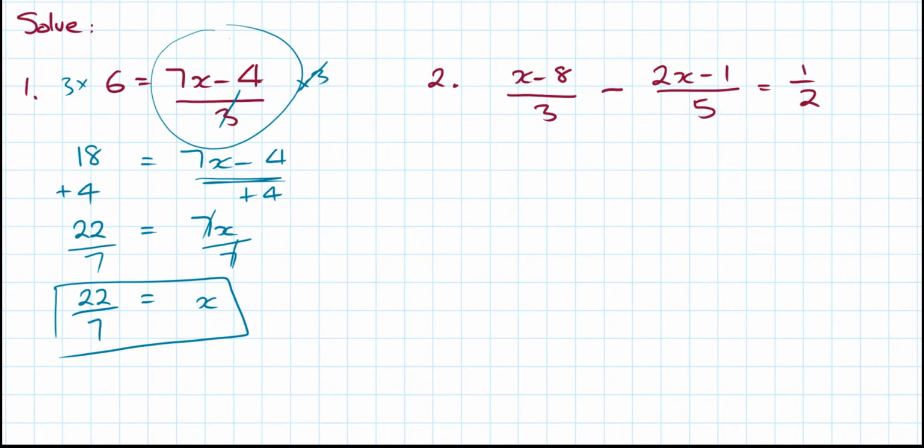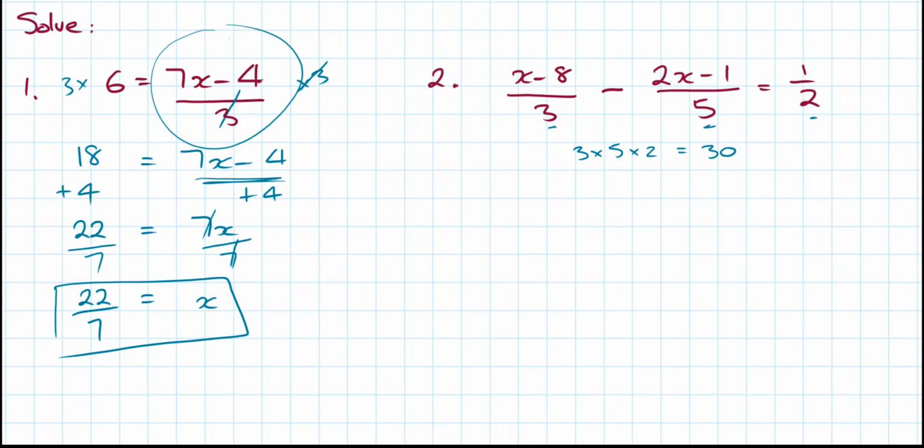Okay, number 2, tad bit more complicated. We've got a whole lot of fractional parts here, but just have a look at the denominators. We've got 3, 5 and 2. So we want to find the lowest common multiple of 3, 5 and 2. So what number does 3, 5 and 2 go into evenly? And we want that number to be the lowest. So you could just go 3 times 5 times 2. That will give us 30. That is the lowest common multiple of 3, 5 and 2.